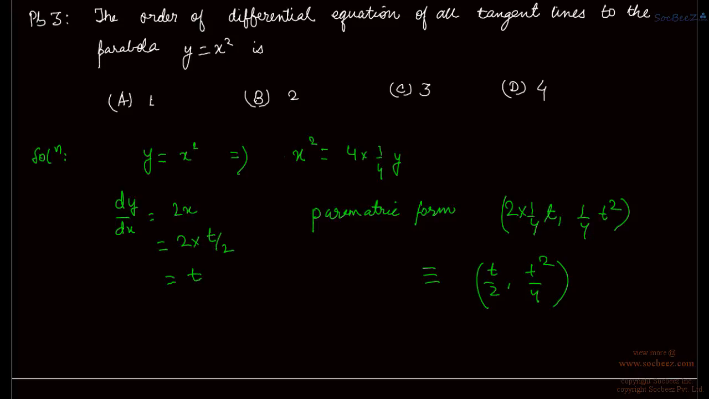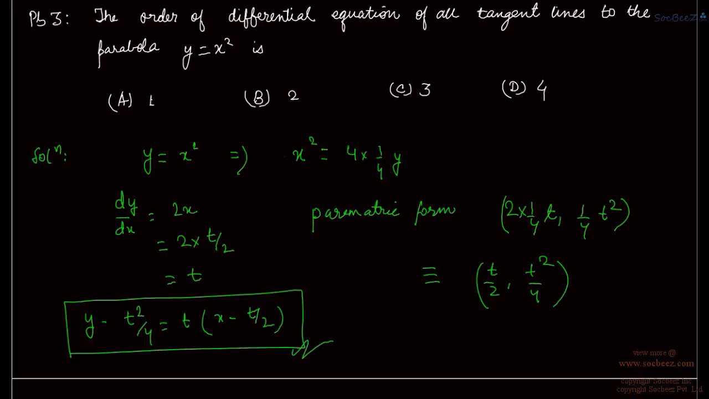If we try to write the equation of the tangent, then y − y1, which is t²/4, is equal to m, the slope, which is t, times (x − x1), that is x − t/2. So here, in the equation of the tangent, we are getting only one independent parameter, that is t. So differentiating this equation once, we will get rid of t, right? So the order of the differential equation must be 1. So A is the correct answer.